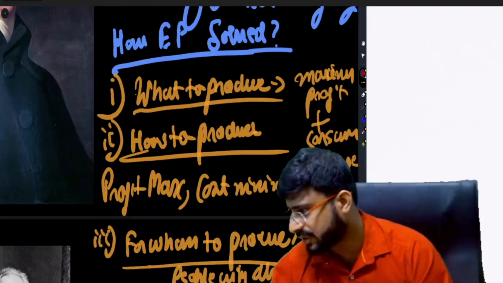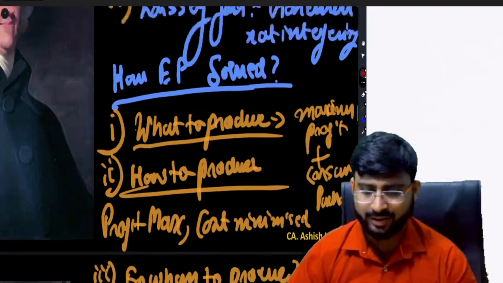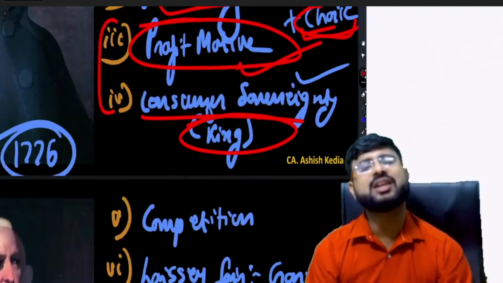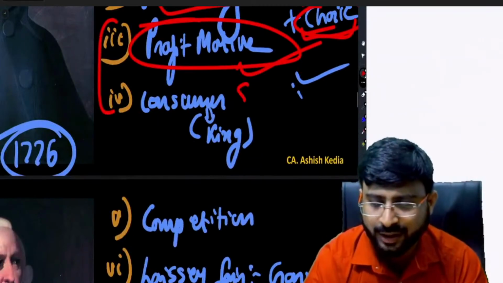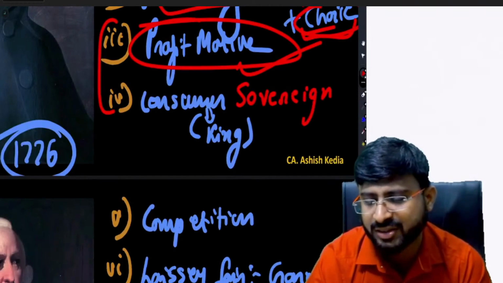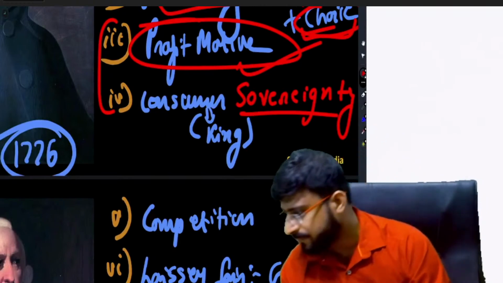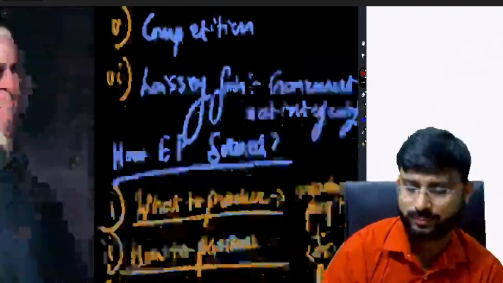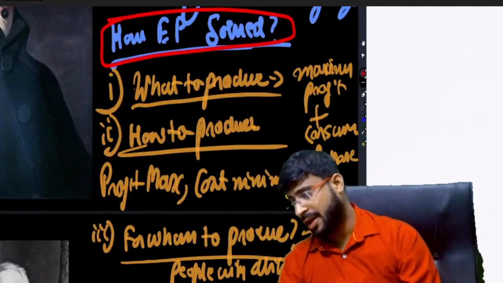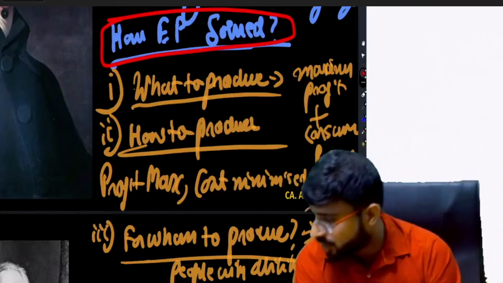All right, fantastic. So fourth point was consumer sovereignty. Consumer is the king. Consumer sovereignty means consumer is the king here. Okay, fantastic. Now, how is the economic problem solved in a capitalist economy? A bigger question. How is the economic problem solved in a capitalist economy?